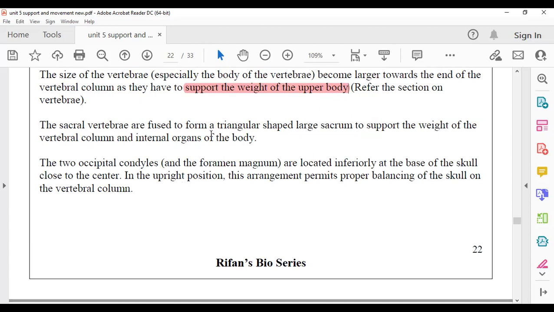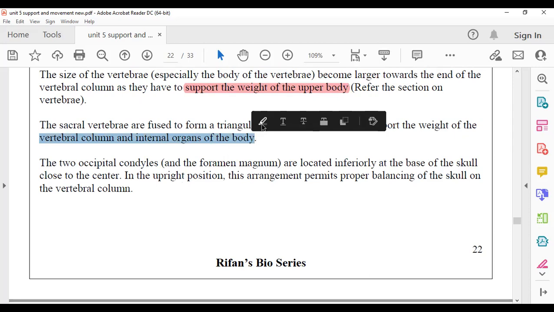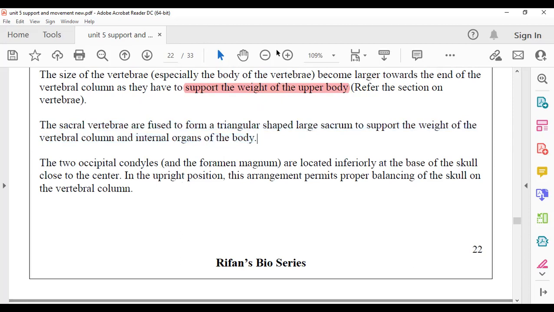sacral vertebrae. Sacral vertebrae, okay, have a triangular shape. It is supporting the weight of the vertebral column and the internal organs. So the sacral vertebrae have a concave triangular shape. That concave triangular shape helps the accommodation of several internal organs inside the pelvic girdle. Weight support is also there.